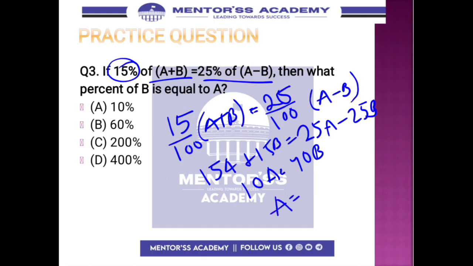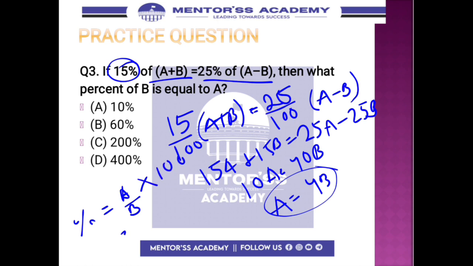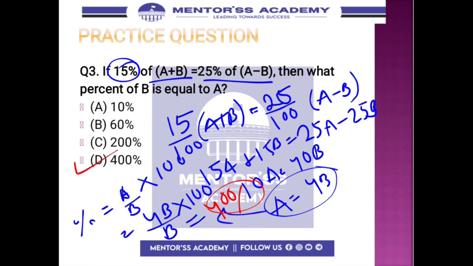Here a equals 4b. So this is the relation we got between a and b. So what percent of b is equal to a? That is the question here. So the required percentage would be a by b into 100, simply. Since a equals 4b, it is 4b by b into 100, which is 400%. 400% is our answer. So, moving on to the next question.